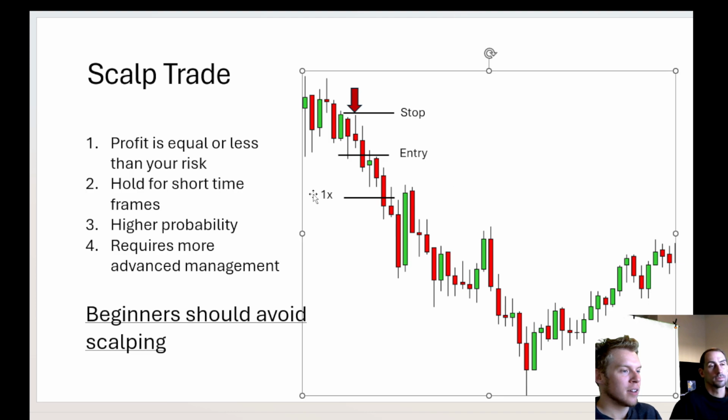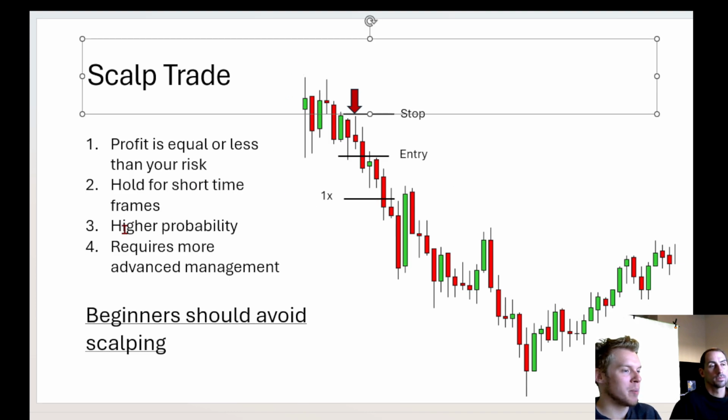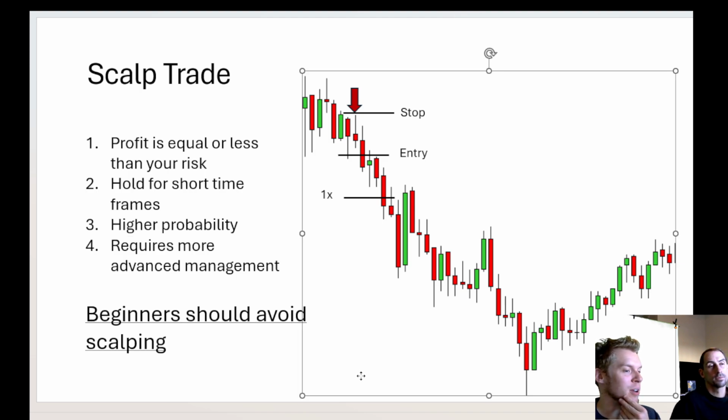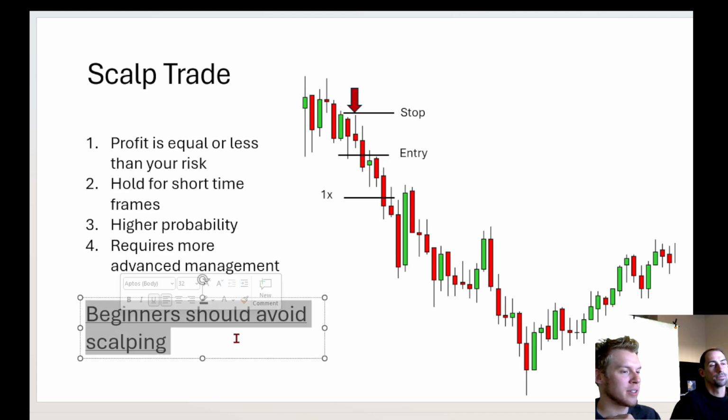These trades require high probability. So if you're not actually, because your risk is equal to or larger than your reward, you have to actually be winning the majority of the time. And if you're not good enough to win the majority of the time, then you're going to lose. So beginners should avoid scalping.